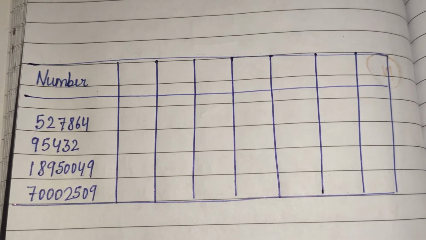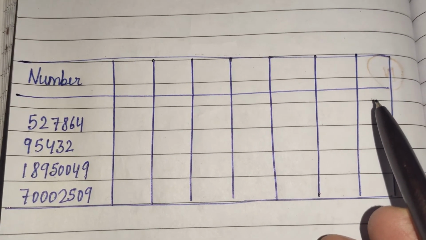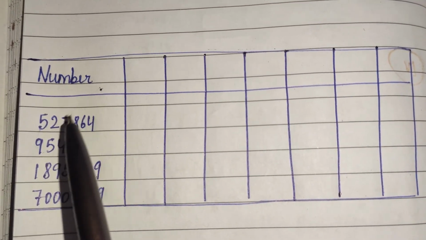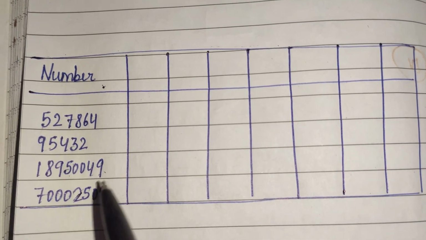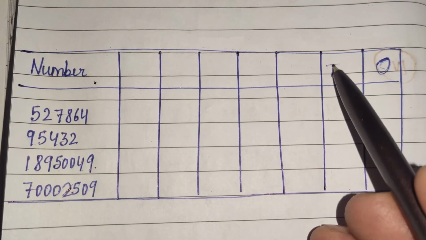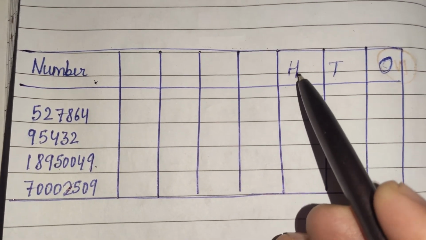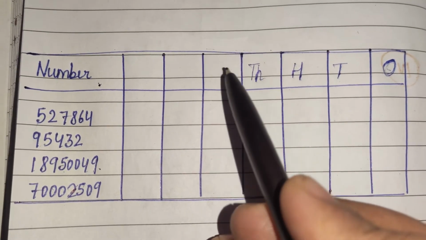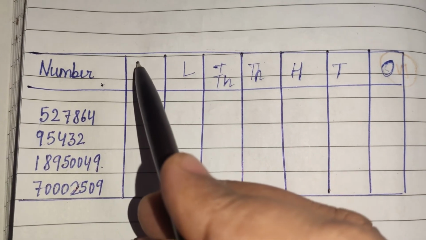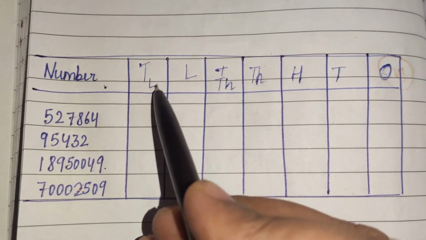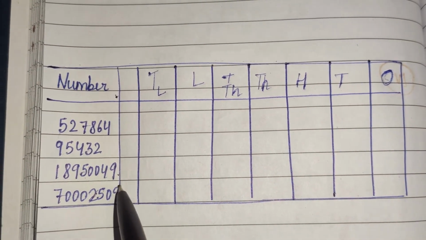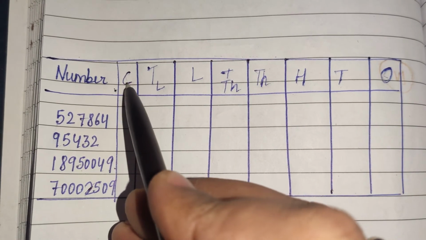For writing these numbers in tabular form, first of all make this type of table. Here you will write number, then these numbers, and then here ones, tens, hundreds, thousands, 10,000, then lakh, then 10 lakh. Or one more you can write here, that is crore.